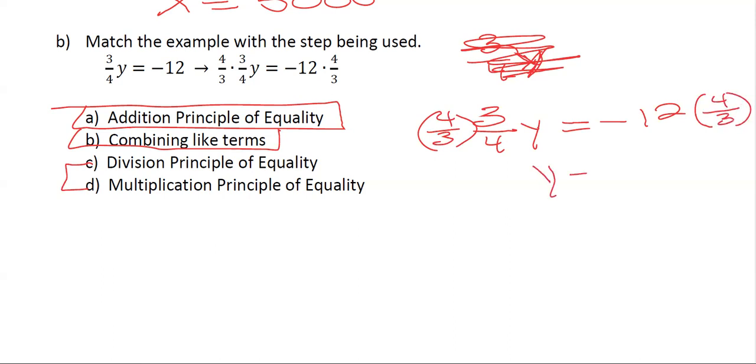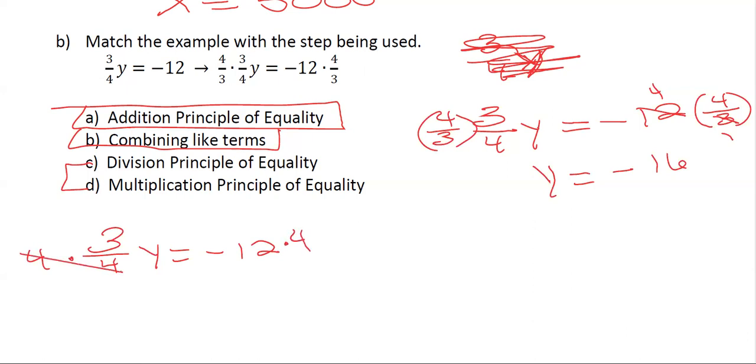Well, if I do that, now I got negative times positive is negative. 3 goes in itself once, goes in 12 4 times, and I get negative 16. So I multiplied, right? And I reduced. But what if I said, well, let's do 3/4 y is equal to negative 12. Well, we're going to multiply both sides by 4. That reduces, leaves me 3y is equal to negative 12 times 4 is negative 48.